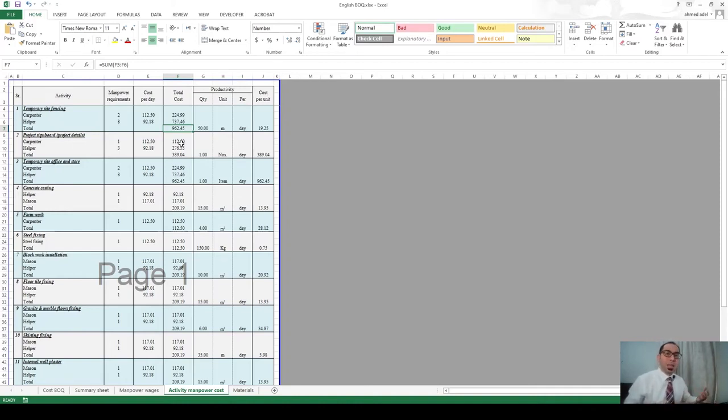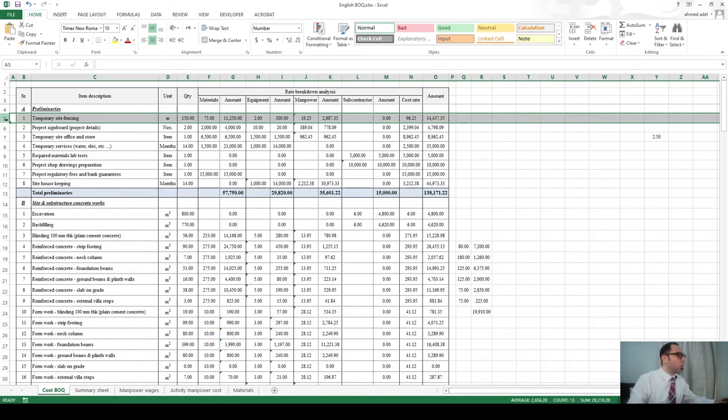But what can they give me in return? Which work can they do in one day? This is called here the productivity. They can install temporary fencing 50 linear meters per day. That means that for each unit cost, how much they will cost me and which quantity they can do per day, so this divided by this. So I will see that each linear meter in terms of manpower is costing me 19.25.